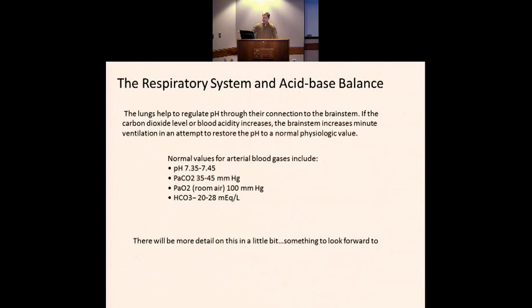Getting into another little chapter that will talk about acid-base balance and pHs and things like that. The lungs help regulate pH through the connections with the brainstem. If the CO2 levels or the blood acidity increases, the brainstem increases minute ventilation in an attempt to restore the pH to the normal value.